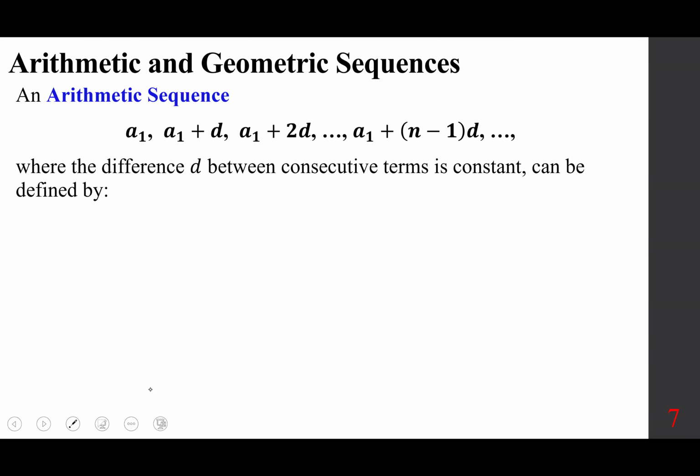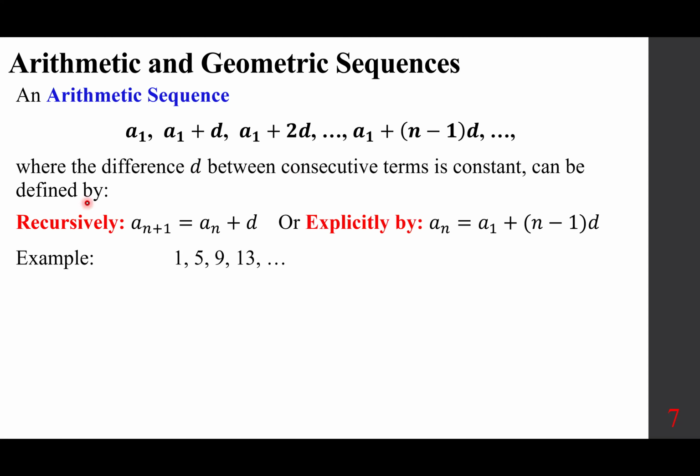We will discuss arithmetic and geometric sequences later on, but just to give you an idea, something that you have seen before, I want to remind you. So there's really not much to sequences. You've already seen that. For example, an arithmetic sequence that we will discuss later on is in the form of a sub 1, a sub 1 plus d, a sub 1 plus 2d, and so forth. The difference d, or distance, between consecutive terms is constant, and can be defined by a sub n plus 1 is a sub n plus d. This is recursive. Or explicitly by a sub n equals a sub 1 plus n minus 1 times d.